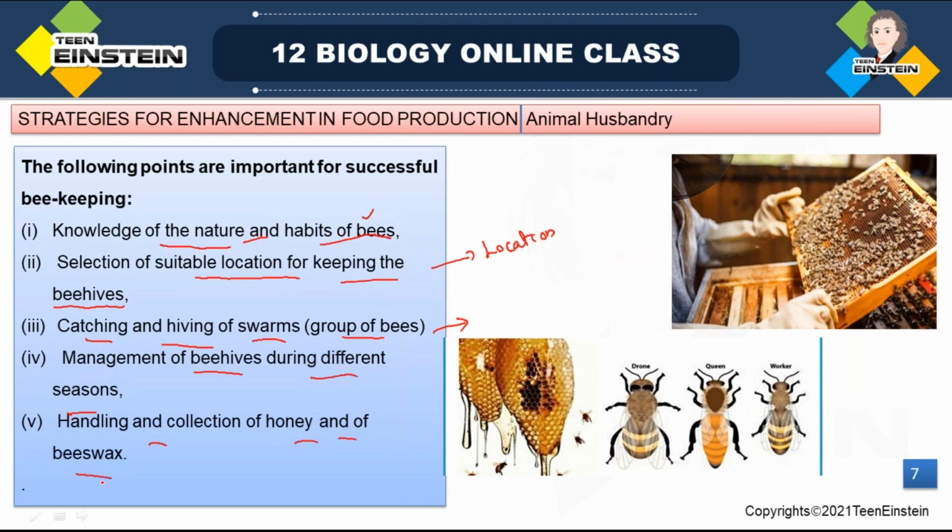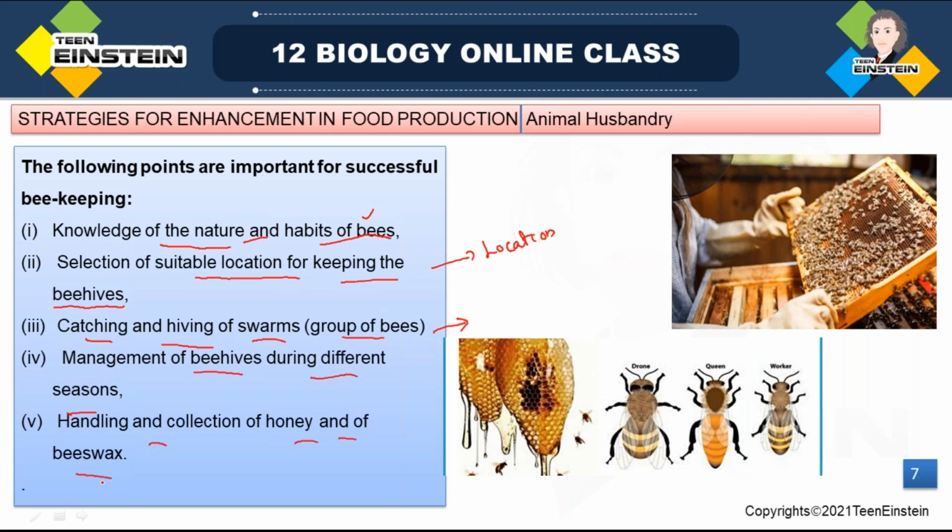What points should we remember while doing beekeeping? Knowledge of the nature and habits of bees. Then selection of a suitable location for keeping the beehive. Where to keep the beehive? Selection of location is very, very important. Then catching and hiving of swarms or groups of bees. How to catch and how to hive this group of bees. The management of beehives during different seasons, we need to know that also.